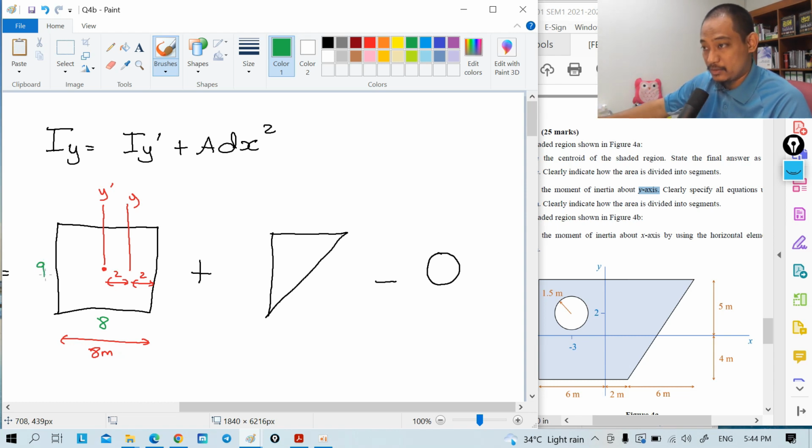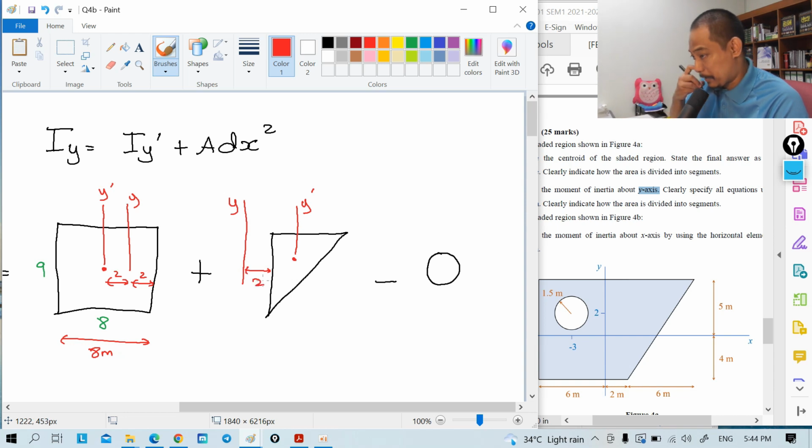Okay, next, for the triangle, its own centroidal axis is there, roughly 1/3 there. So this is y prime, and the axis is actually outside of the triangle, right? It's there. This is the y-axis, where this is 2 meters, and based on the 6, this is another 2, right? So this is actually 4 meters, and the dimension is basically, the whole thing is 6, the height is 9, right?